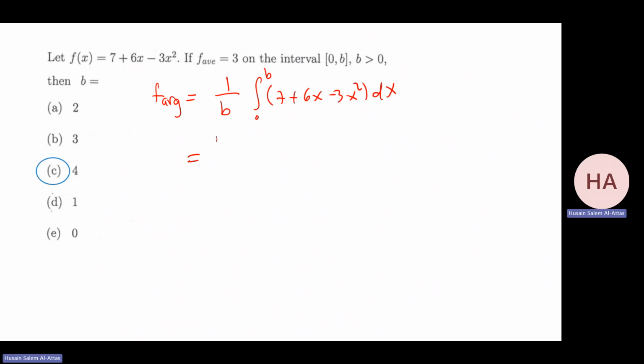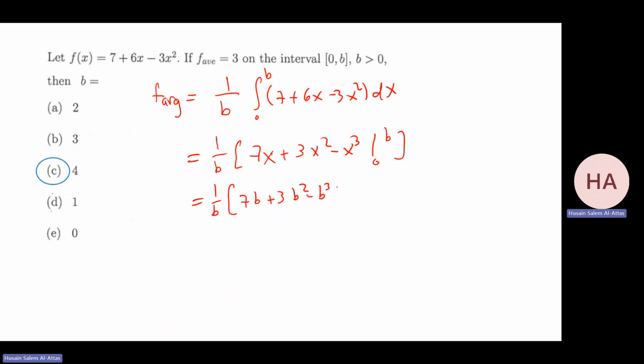That gives me 1 over b times 7x plus 3x squared minus x cubed, from 0 to b, doing the integral with respect to x. Now substitute: 7b plus 3b squared minus b cubed, which is equal to 1 over b. I can take b as a common factor. I'm getting 7 plus 3b minus b squared.